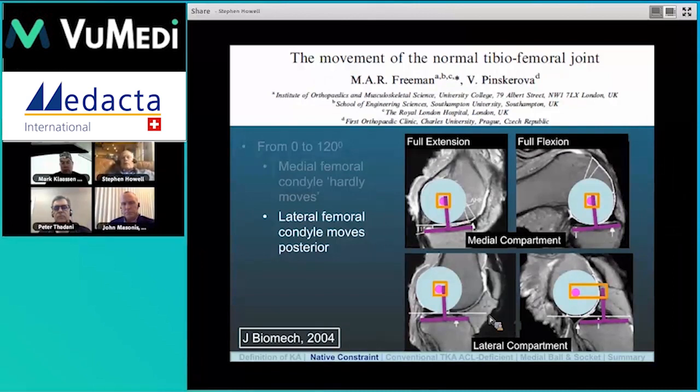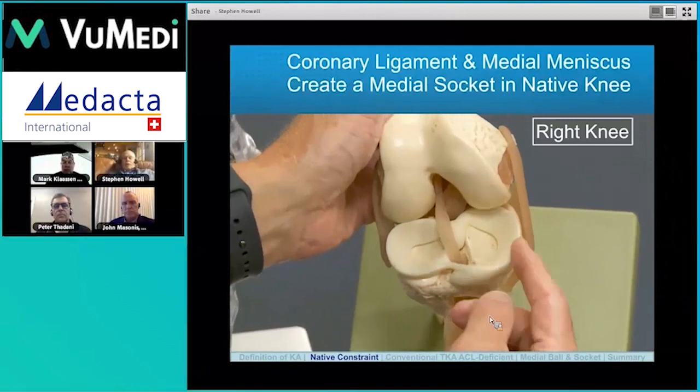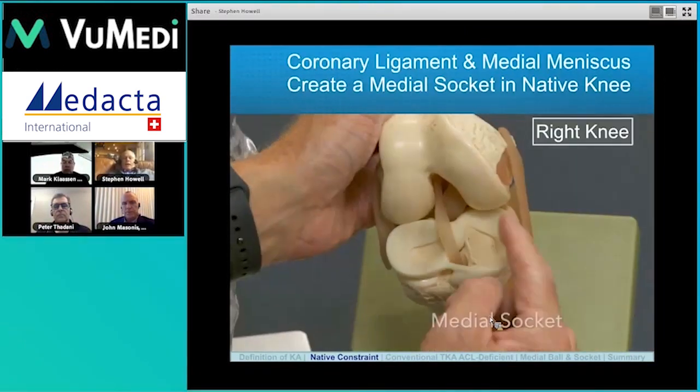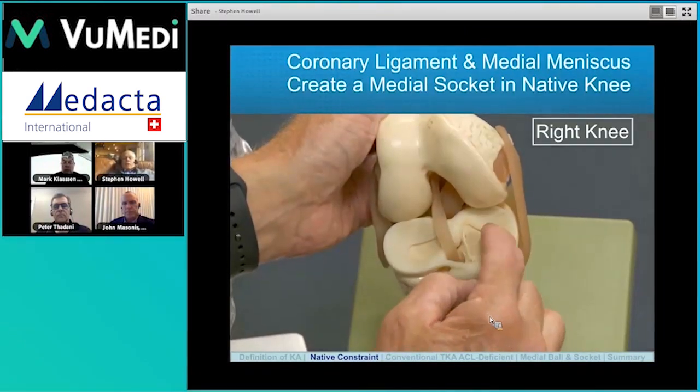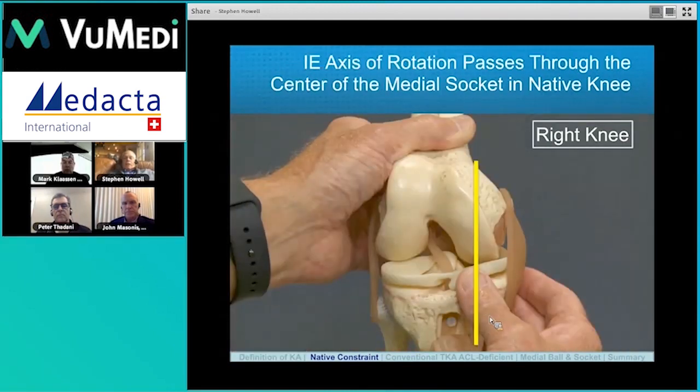The posterior lip is consistent with conventional inserts, most of the ones that I've used in my entire career. But why is there stability provided on the lateral side when it's not needed, and taken away and made less constraint on the medial side? Hence the importance of this ball and socket concept. So let's look at it visually. The medial meniscus is held firmly to the medial tibia in the native knee by the coronary ligament. This forms the medial socket.